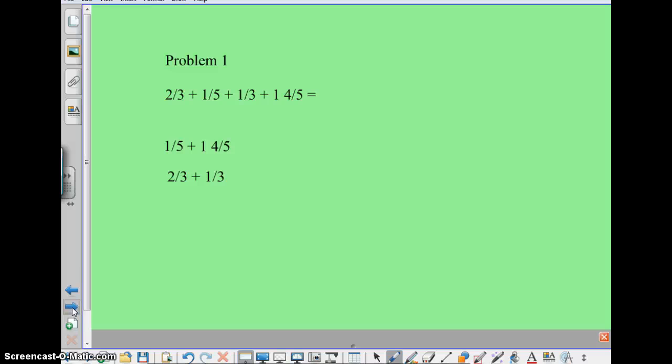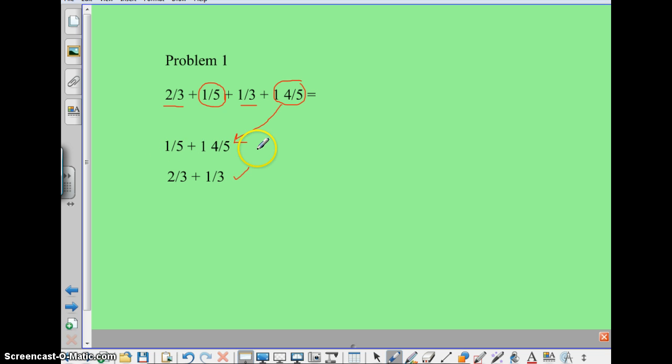Okay, so here's our actual work for today. Problem number 1 is 2/3 plus 1/5 plus 1/3 plus 1 4/5 equals what? I'm showing you here that I'm combining like terms. So I started with the fifths. Here's 1/5 and 1 4/5, and I put those together. And then I took the 2/3 and the 1/3 and put those together. Does everybody see that? Now it's kind of easy for me to add these, right?